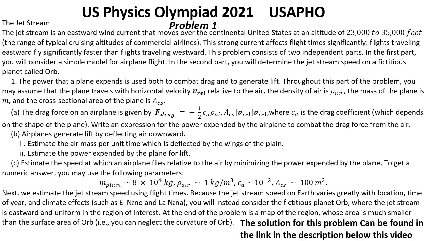US Physics Olympiad year 2021. USAPHO final round. This year all competition was held in one day. There were given 3 big problems with many questions, so 5 hours were given for the whole day.